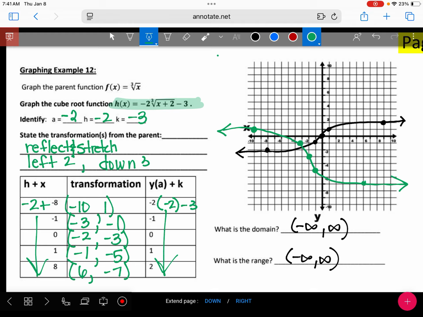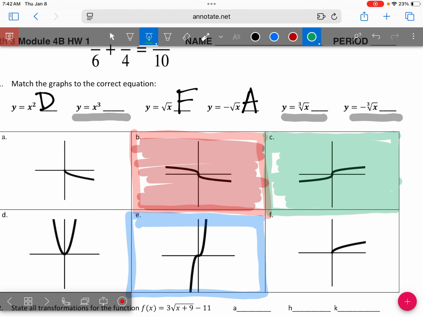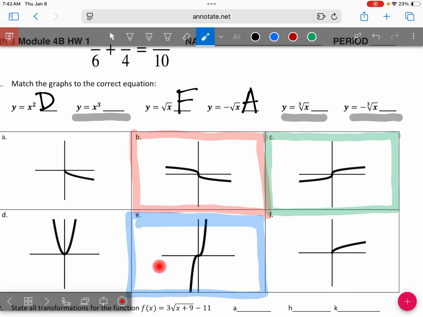So let's finish matching our graphs on our homework. We already matched 3 and we left 3 blank. So we have 3 left to match. So this is what the parent of y equals x cubed is. So letter E, that's this graph. This is letter E.